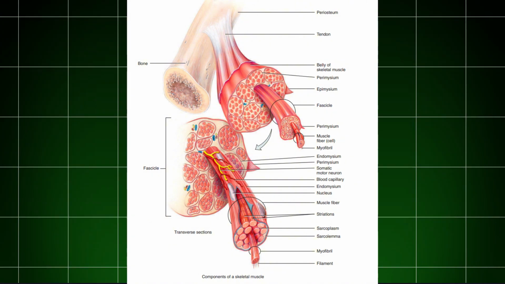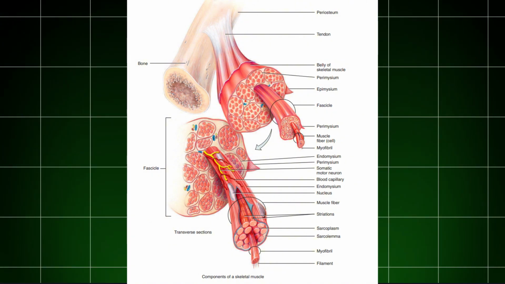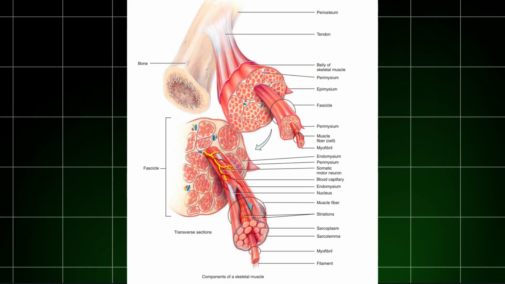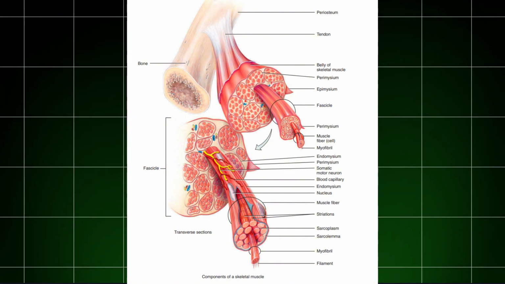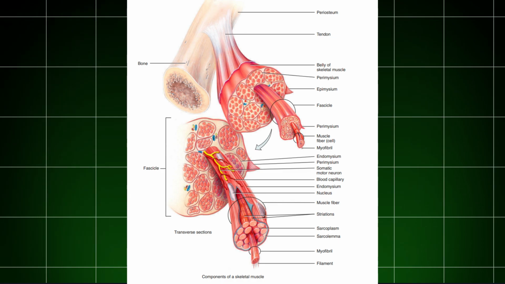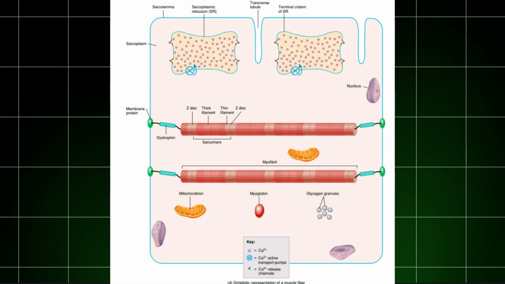These fibers are formed during embryonic development when hundreds of smaller cells called myoblasts fuse together. Each muscle fiber has many nuclei because of this fusion. Once they come together, they don't divide anymore, which means the number of muscle fibers you are born with stays the same for life.